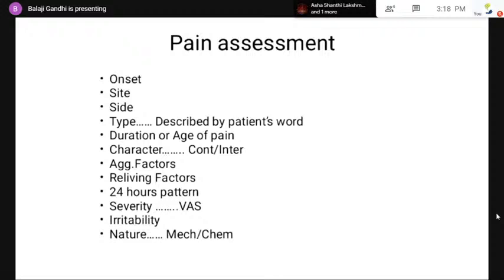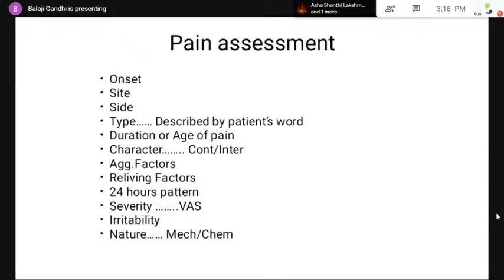And if it is a relieving factor, sometimes movements will relieve the pain. When the patient stands, the patient may get a pain. When he starts to walk, the pain may be reduced. So we have to ask the patient what are the factors, what are the positions, what are the movements which will relieve the pain.